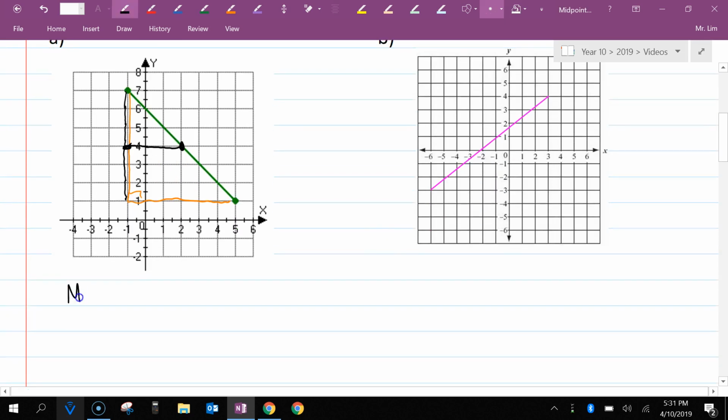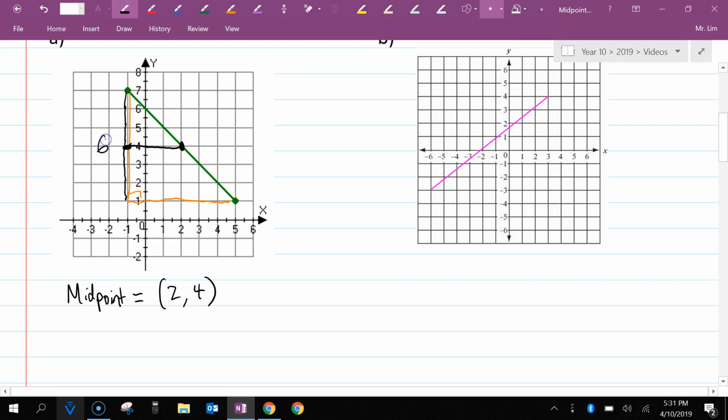So we can see that the midpoint is equal to (2, 4). Remember, we always go across first before we go up or down. To find the length of an interval, we just use Pythagoras' Theorem. Like I said, a right angle triangle will always help you.